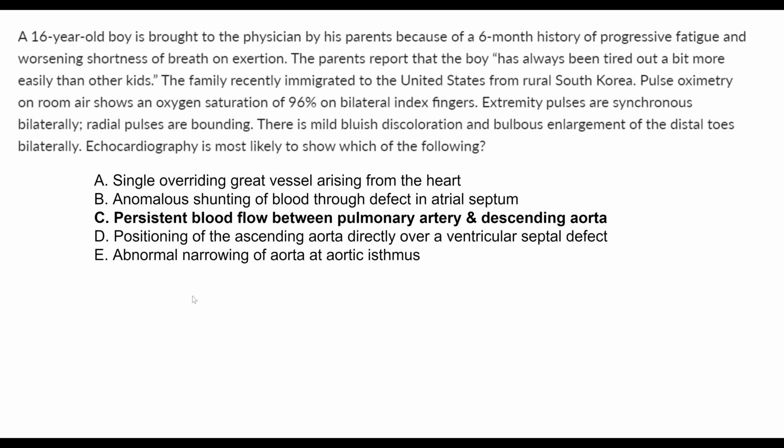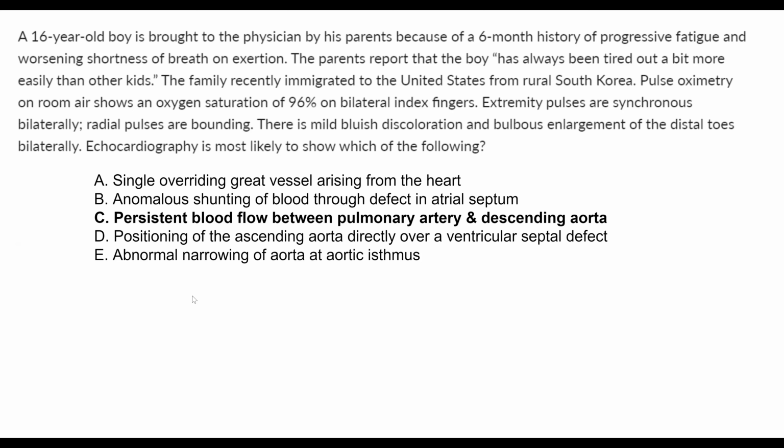Some of you chose E, so let's walk through E. E is coarctation of the aorta, an abnormal narrowing of the aorta at the aortic isthmus. You would have bounding pulses, and you could have cyanosis in the feet or just in general, but this mainly happens in babies, not really in older children.